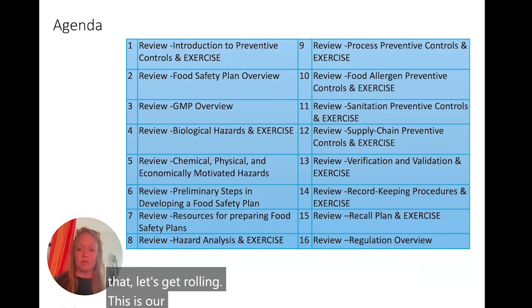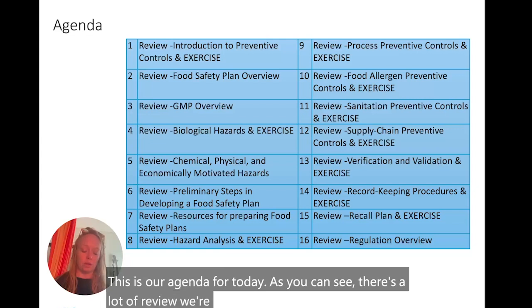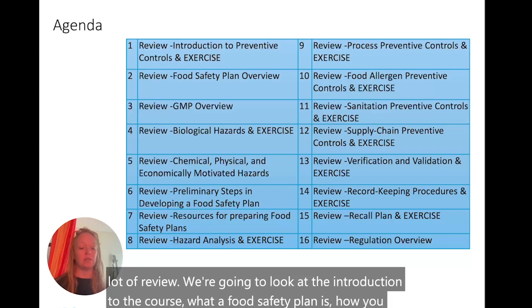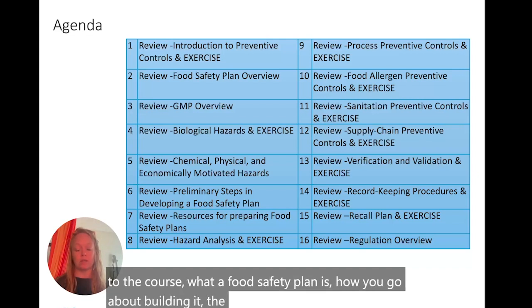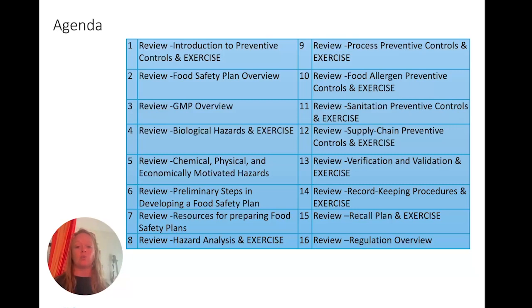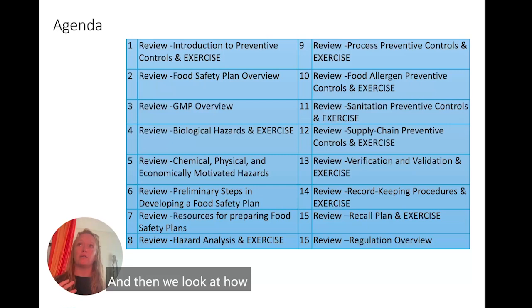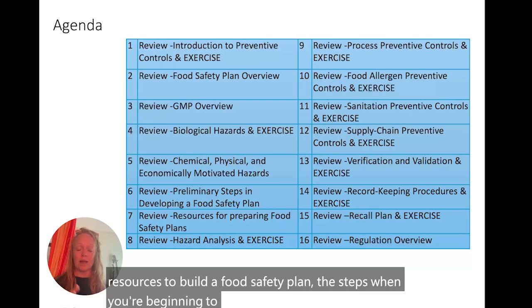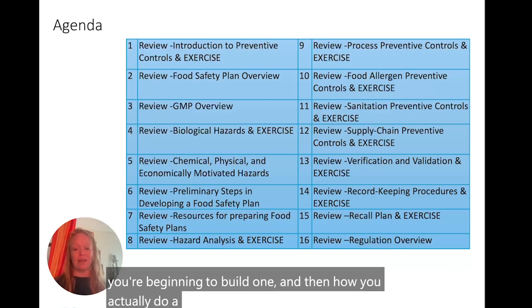This is our agenda for today. As you can see, there's a lot of review. We're going to look at the introduction to the course, what a food safety plan is, how you go about building it, the other prerequisite programs and things that help build your food safety system, like good manufacturing practices. We get to look over each individual type of hazard, so biological, chemical, and physical hazards. And then we look at how you would go about finding resources to build a food safety plan, the steps when you're beginning to build one, and then how you actually do a hazard analysis and determine your sanitation process, allergen, and supply chain preventive controls.